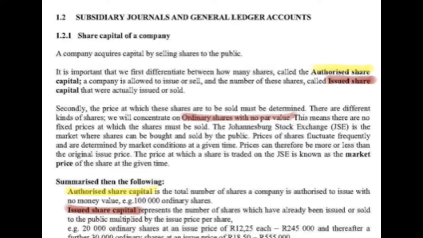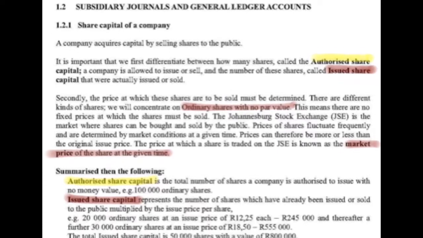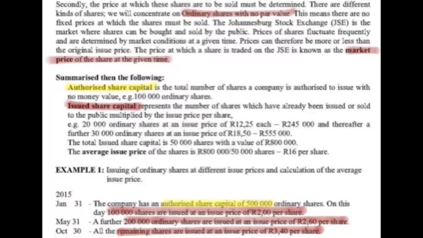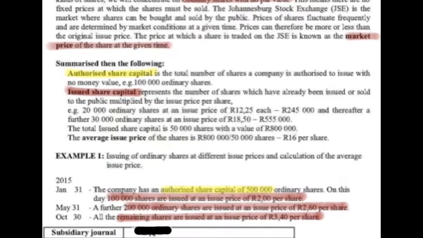Now, prices of shares fluctuate frequently and are determined by the market conditions at any given time. So prices are therefore more or less than the original issued price. The price at which a share is traded on the JSE is known as the market price of the shares at any given time. So to summarize, there are two types of shares that are important for you to know. You get authorized and you get issued capital shares.